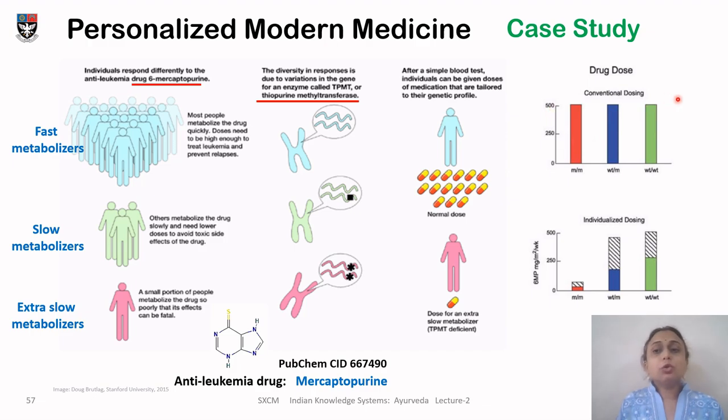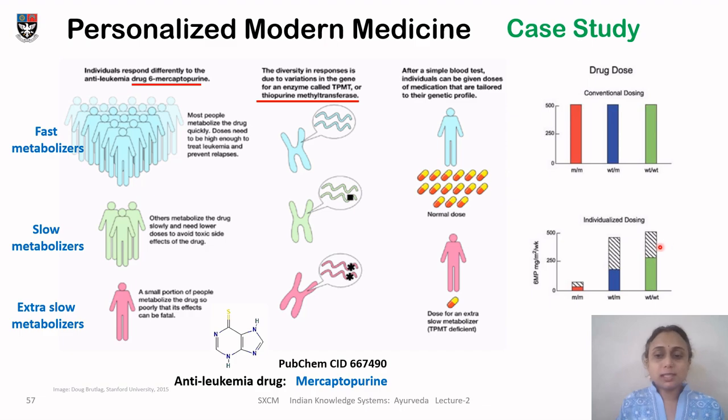But now that we know of this genetic makeup of each type of population, the drug dosage can be individualized. It can be customized. So the wild type or the fast metabolizers get a particular dose which is higher than that compared to the slow versus the ultra slow metabolizers. The ultra slow metabolizers get a very, very small amount of that particular drug.